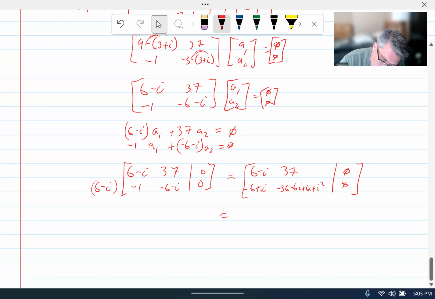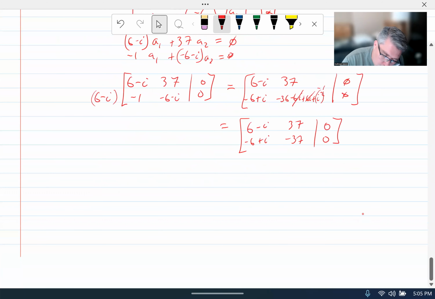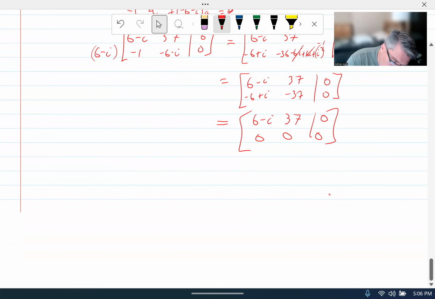And then this is going to be equal to 6 minus i, negative 6 plus i, 37. The 6i and the negative 6i are going to cancel. The negative i squared is negative 1, so I would just end up with negative 1 plus negative 36, which is negative 37. That's cool. 0, 0. And so if I were to add row 1 and row 2 together, I would actually get 6 minus i, 37, 0, 0, 0, 0. And so this tells me that 6 minus i times a1 plus 37 a2 is equal to 0.